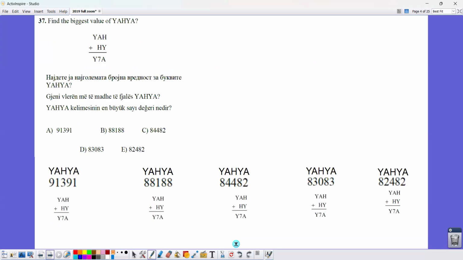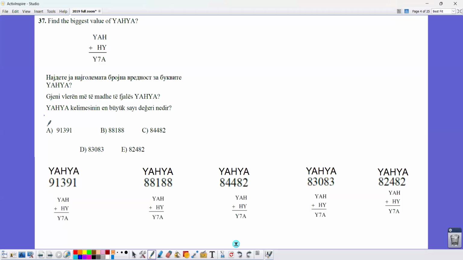Then in the second question of math questions, there is a question like this. Find the biggest value of Yahya. So it's given about Yahya that these 3 numbers plus HY is equal to Y7A. So we need to find which numbers will satisfy this equation. For this kind of questions, it's better way to go with the answers, because you may lose lots of time to find exact values. Because of that, we'll check the answers one by one.